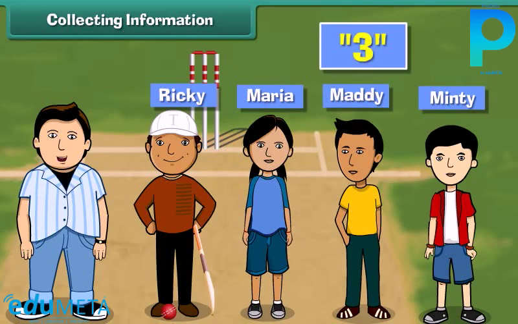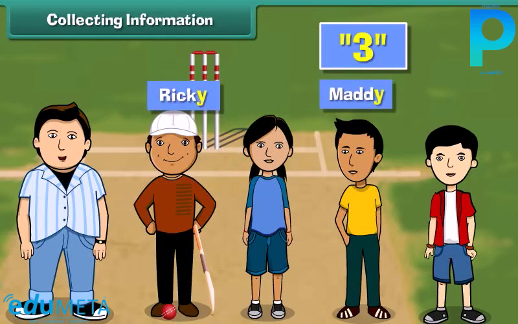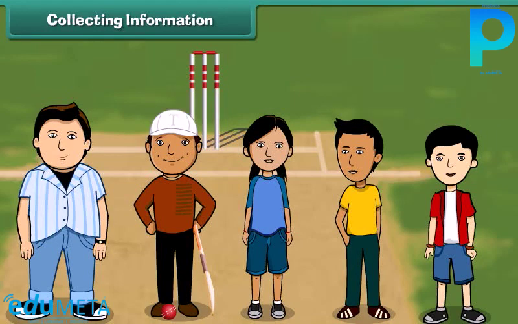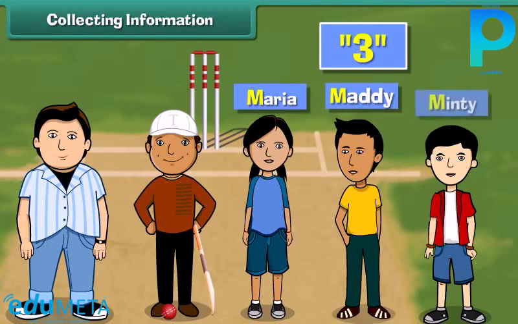3 names end with the same alphabet Y. Ricky, Maddie and Minty. And how many names start with the same alphabet? Name the alphabet. Yes, 3 names. Maria, Maddie and Minty begin with the same alphabet M.